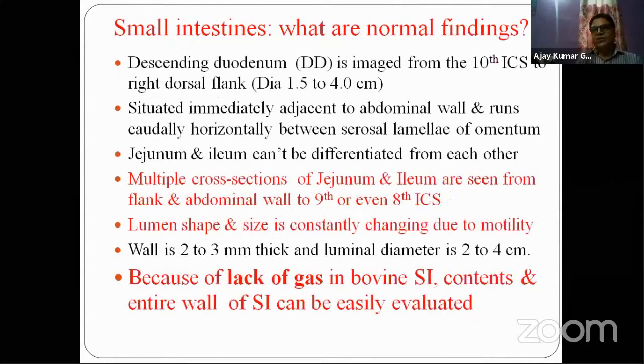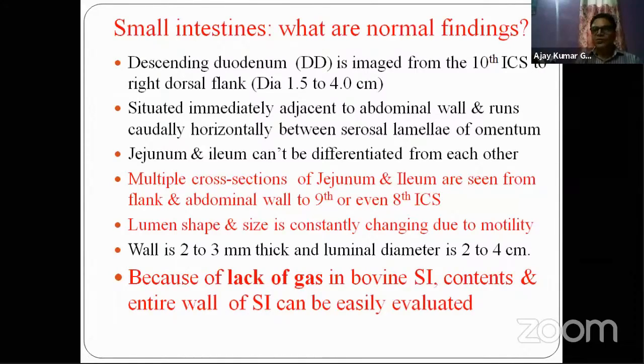What are the normal findings? The normal findings are that descending duodenum can be imaged from 10th intercostal space just close to the gallbladder, and it can be traced back towards the tuber coxae in a horizontal line. Its diameter ranges from 1.5 to 4 centimeters, and it will be enclosed in the serosal lamellae of omentum. The jejunum and ileum cannot be differentiated from one another.